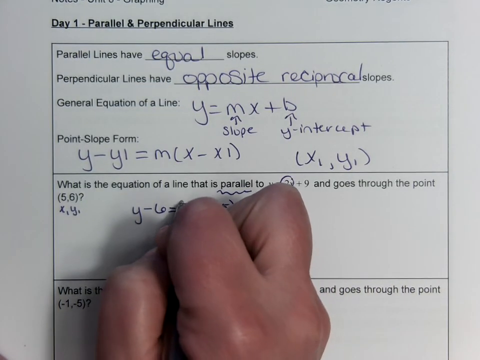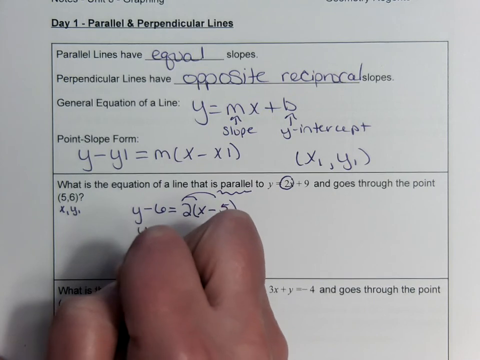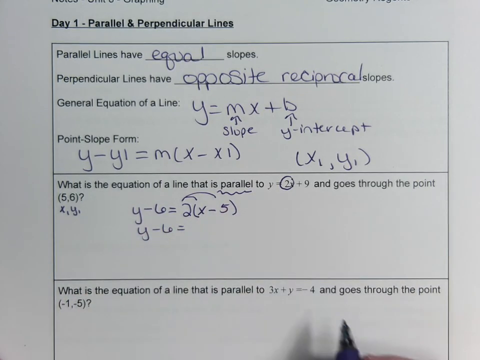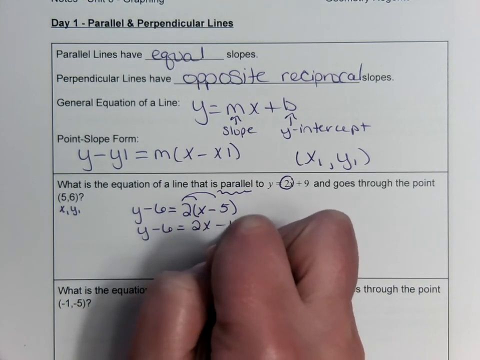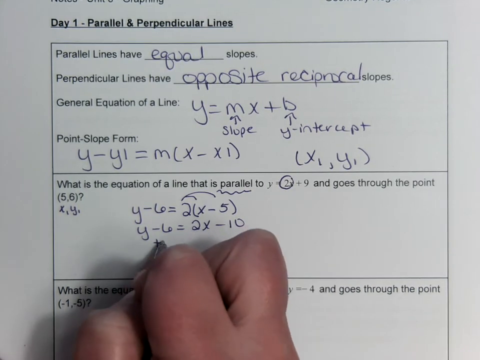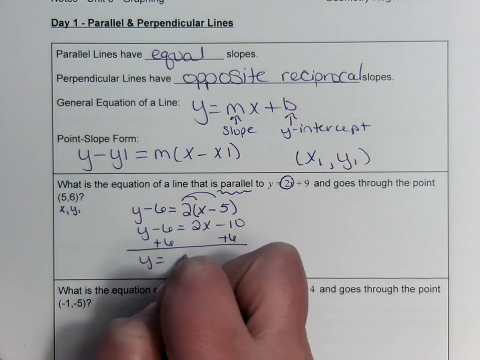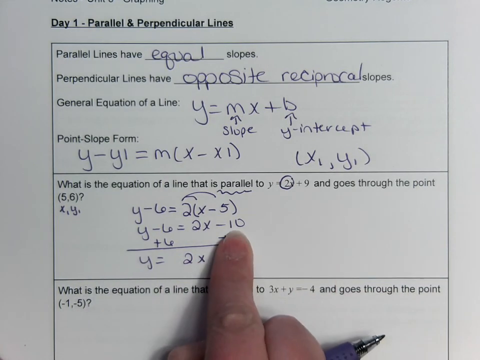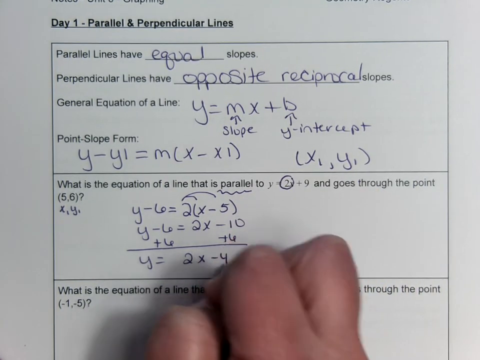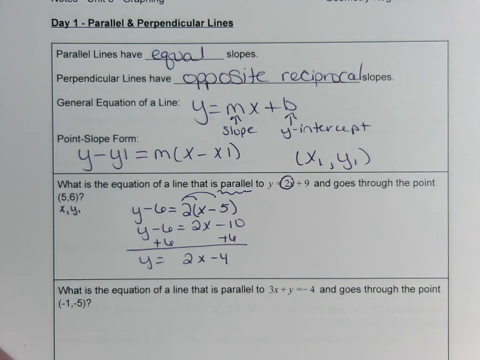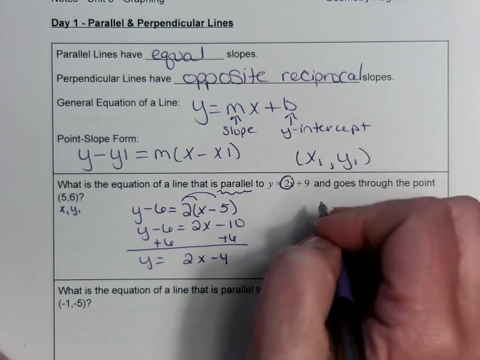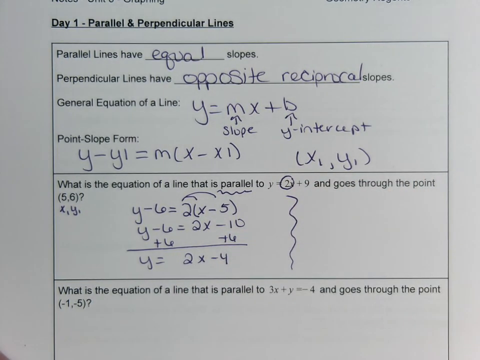So we're going to distribute the 2 to each of these. So we have y minus 6 equals 2x minus 10. And then we add the 6 over. So y equals 2x, and then negative 10 plus 6 is negative 4. Boom, we're done.